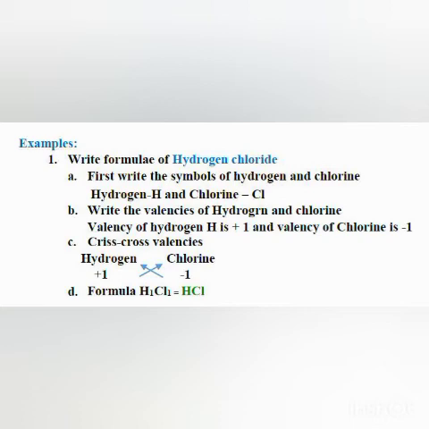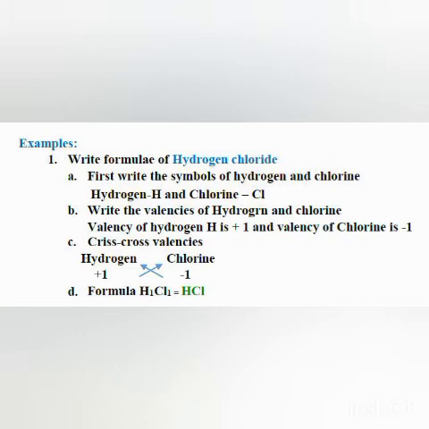Now, B part: after writing the symbols of the elements, we write the valencies. Valencies will be given to you, but we will study valency in more detail in the next chapter. For the time being I will give you the valency, but after I explain what valency is, you are expected to write the valency on your own. So here the valency of hydrogen is +1 and the valency of chlorine is -1.